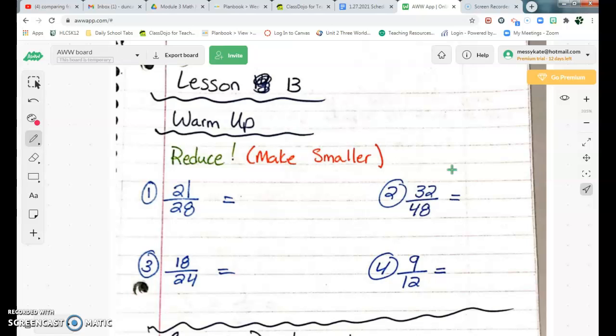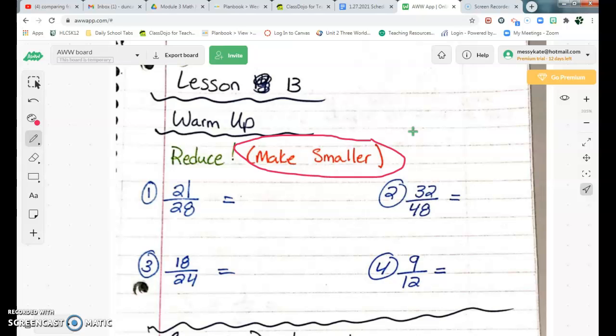So for our warm-up today, I have given you 4 different fractions, and we are going to reduce each one of these fractions, or another way to say that is to make it smaller or simplify them. So I want you to pause the video and try to reduce these fractions as low as you possibly can. Now this is a challenging concept, okay, but we have done it before in class. I have given you practice ones. I want you to practice reducing or making these smaller. When you are done, you can hit play and I will go over the answers with you.